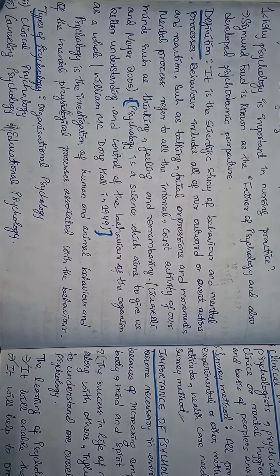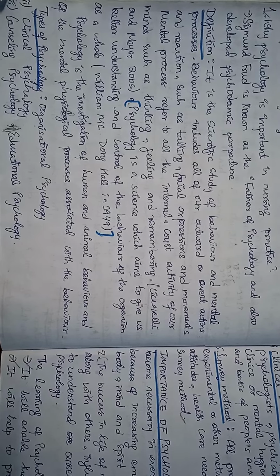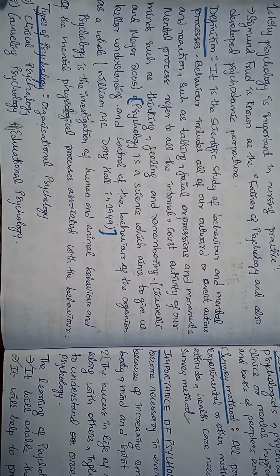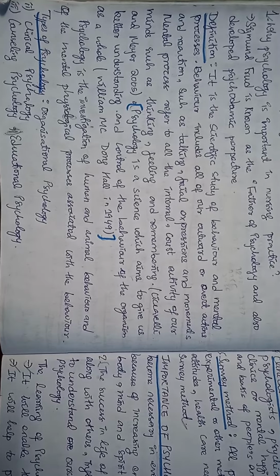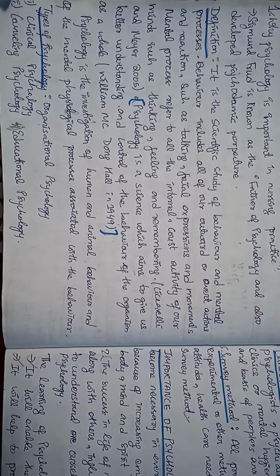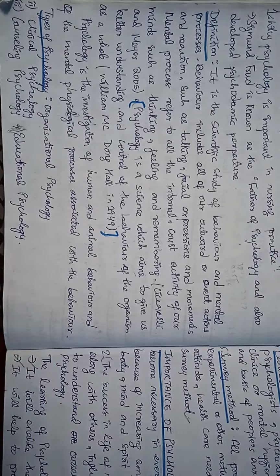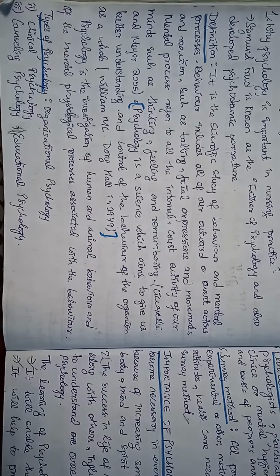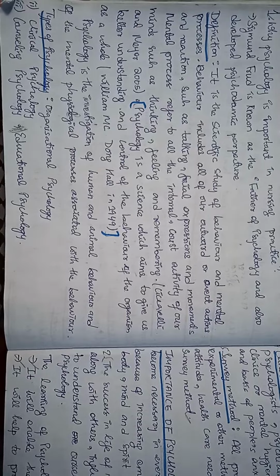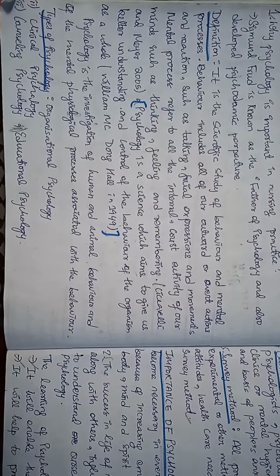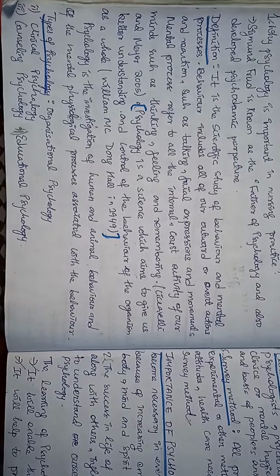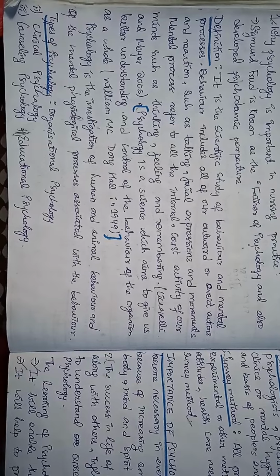Behaviors include all of the outward or overt actions and reactions such as talking, facial expressions and movements. Mental processes refer to all the internal activity of our minds such as thinking, feeling and remembering. Psychology is a science which aims to give a better understanding and control of the behavior of the organism as a whole. William McDougall, in 1949.